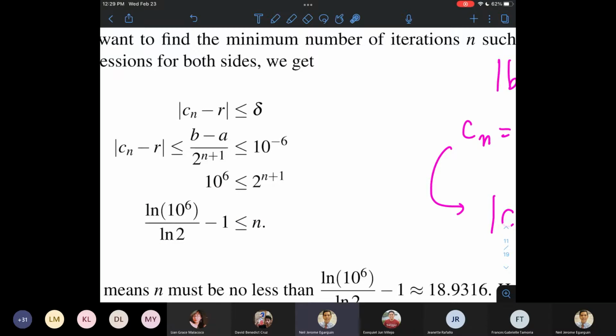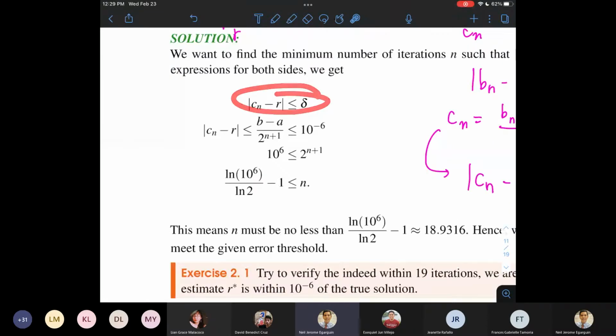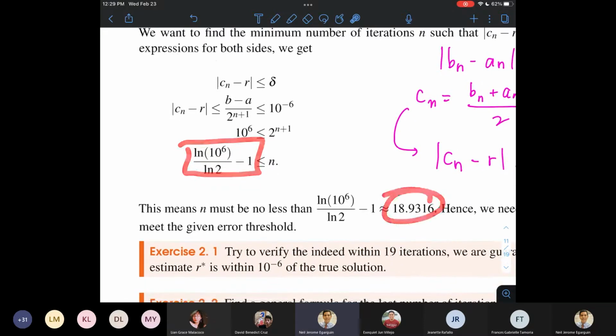So this means that if we want this inequality to be true, we can impose n to be no less than this guy. All right. Now the left-hand side of this inequality is around 18.9316. So this is telling us that to ensure that you get an error less than delta, we must choose n to be no less than 18.9316. All right? So that means we will need at least 19 iterations, or actually, not at least. On the 19th iteration, we are sure that the error does not exceed 10 to the minus 6. Okay?